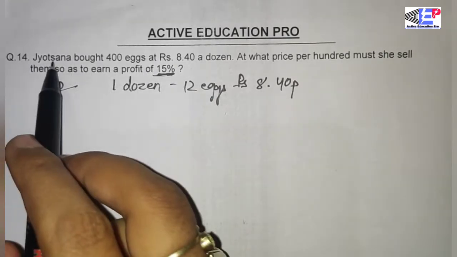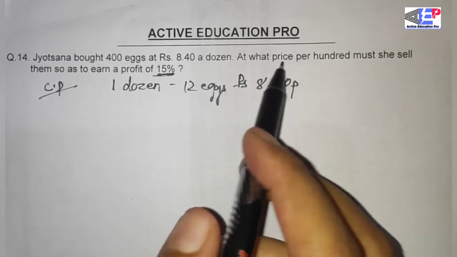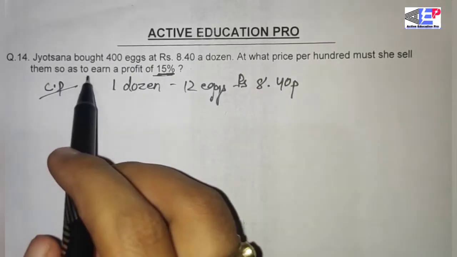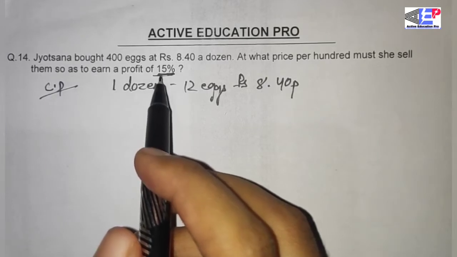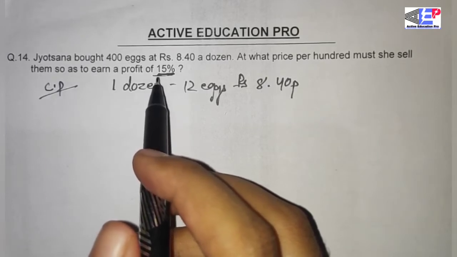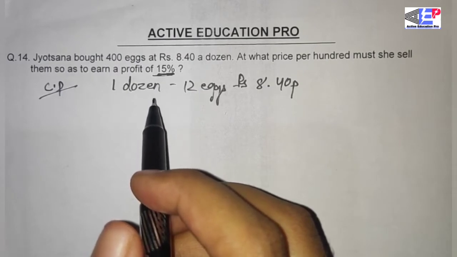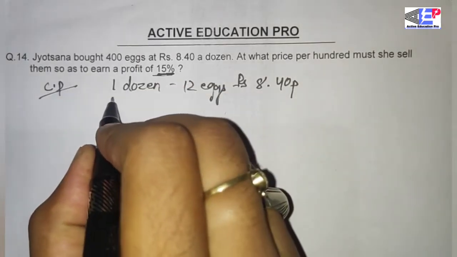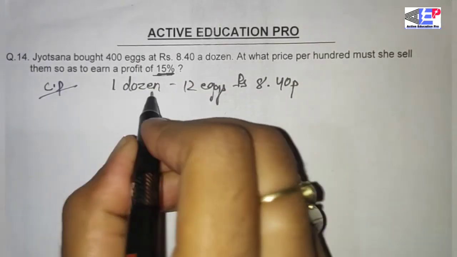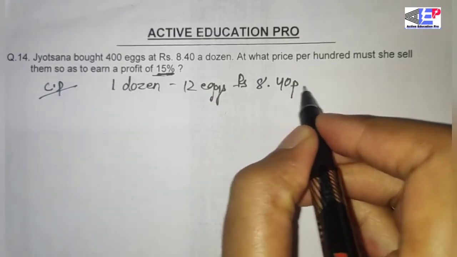She bought 400 eggs, but you have to find the selling price for 100 so that she earns a profit of 15% after selling 100 eggs. So first find the cost price of 100 eggs so that it will be easy to find the selling price of 100 eggs. There are 12 eggs in a dozen, and one dozen costs Jyotsna 8 rupees 40 paise.